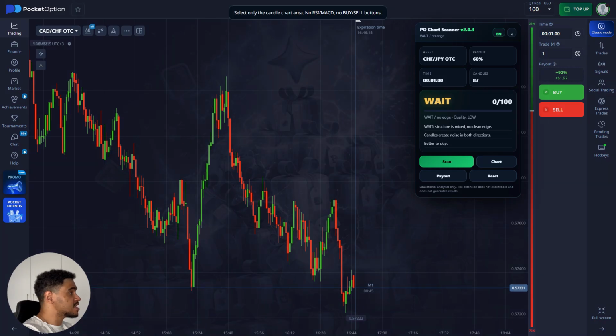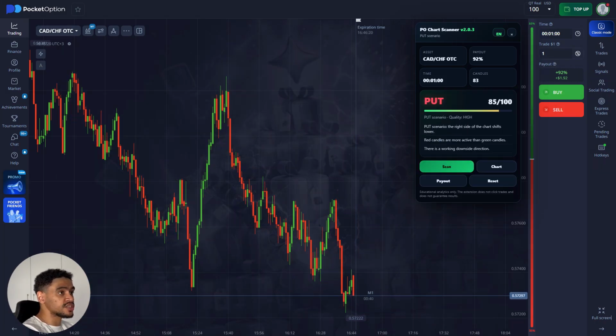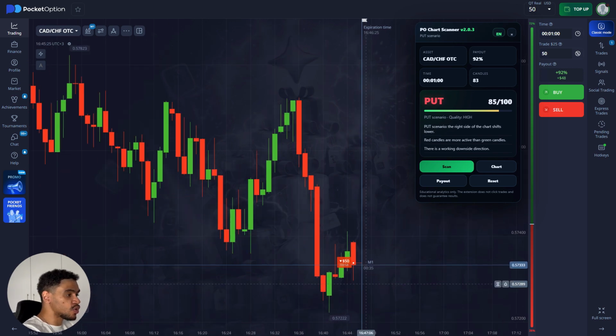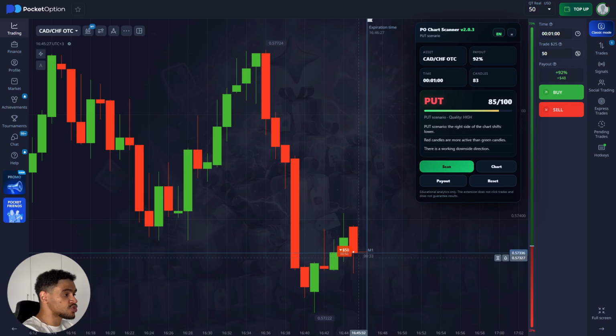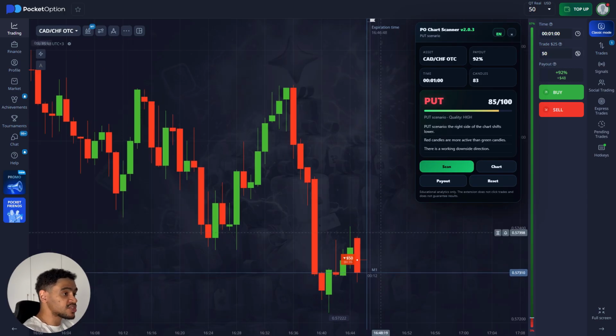So we're skipping that signal and now we're going on a different chart to find our entry, and here it is. We have actually a strong sell position with high quality, so I'm going to place $50 on this trade and I'm going to sit and wait for the next 15 seconds to see how the price behaves. And as you can see, we do have a stronger move downwards, and the analysis from the tool says exactly that. The right side of the chart shifts slower, red candles are more active than green candles. There is a working downside direction. So we have placed our trade.